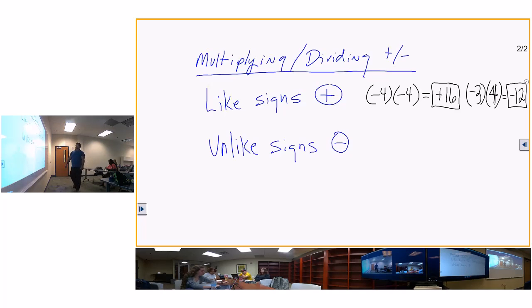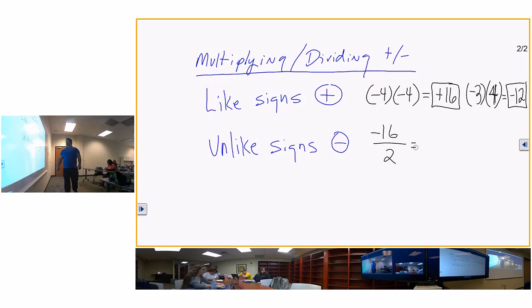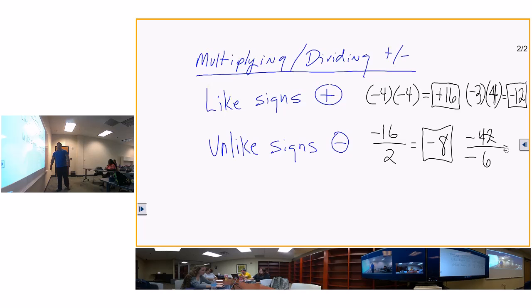So let's do another one. -16 divided by +2. Like or unlike? Unlike is negative, so your answer is going to be negative. And what's 16 divided by 2? 8. What's -42 divided by -6? Well, what's negative divided by negative? Like or unlike? Like. So your answer is going to be positive. And what's 42 divided by 6? 7.